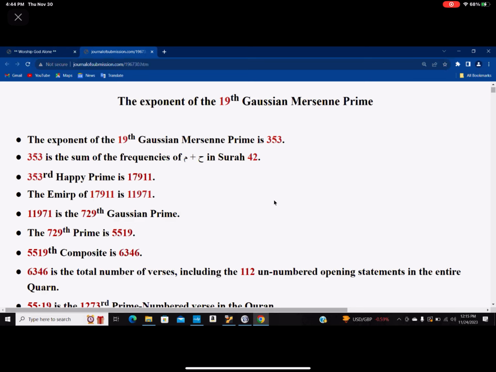This could not have been done in 2001 because these numbers were not available. We didn't know about these numbers. We didn't know about the 19th Gaussian Mersenne Prime, the 19th one, which is the exponent of that number. We didn't know about this, so it could not be explained then. We had to wait until 2010 or 2011 or something like that. I forget which one, but anyway. And then these all fall into place.